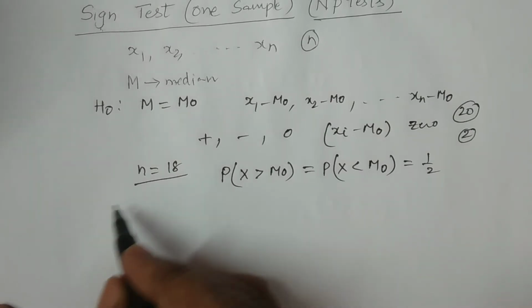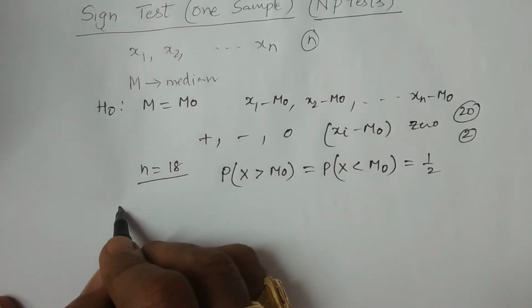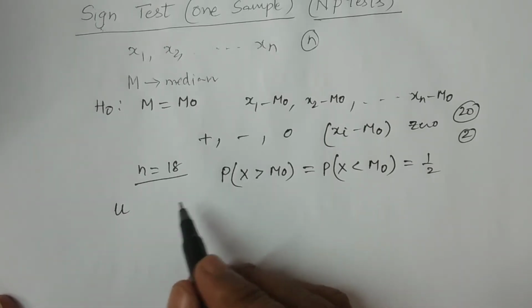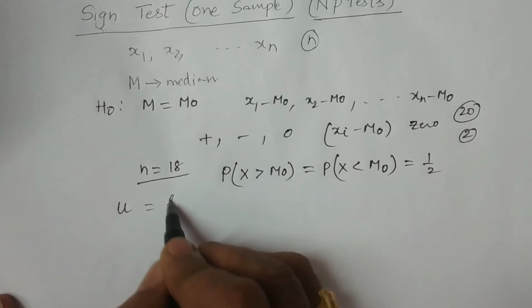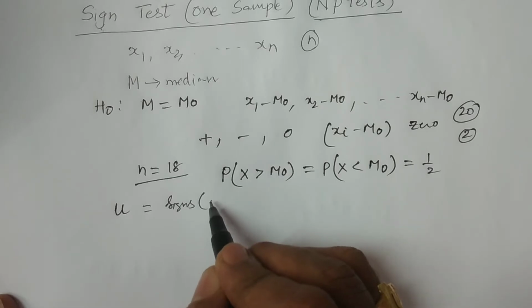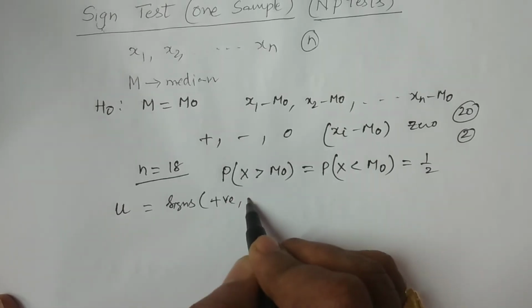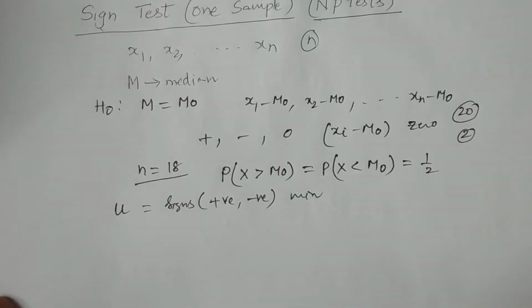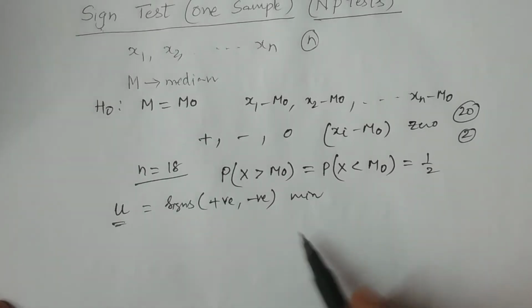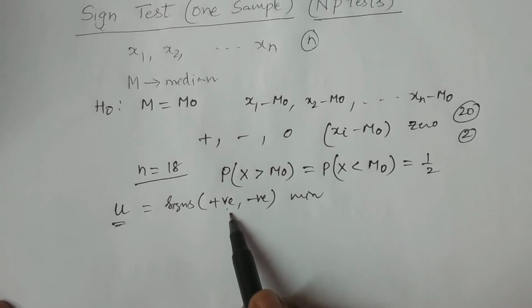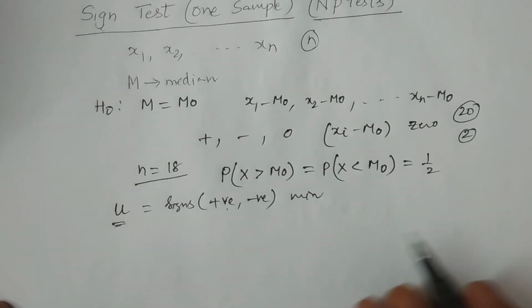Okay, now you have to consider one statistic. Let us consider U to be the number of signs which are minimum, that is, the minimum of the positive and negative signs. Whichever is minimum, that you consider U. So for example, if positive signs are minimum, then U is equal to the number of positive signs. How many? For example, 8 or 6, whatever it may be.